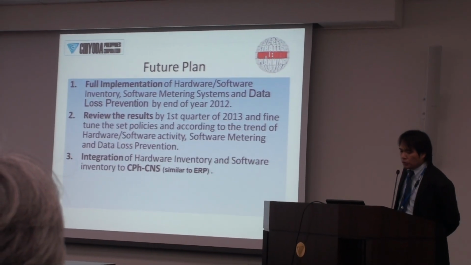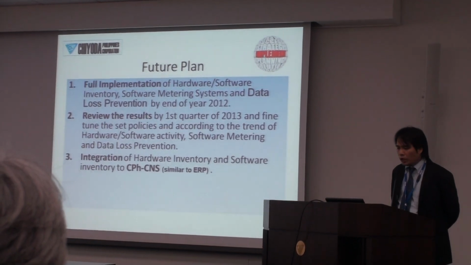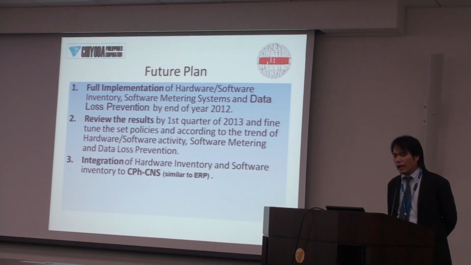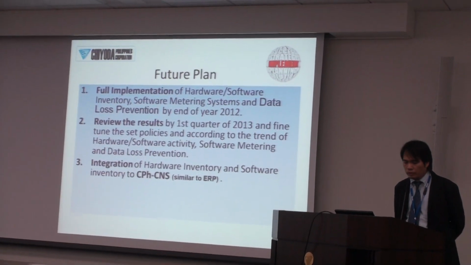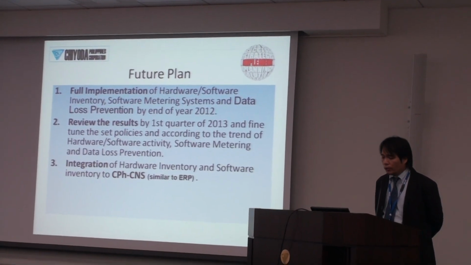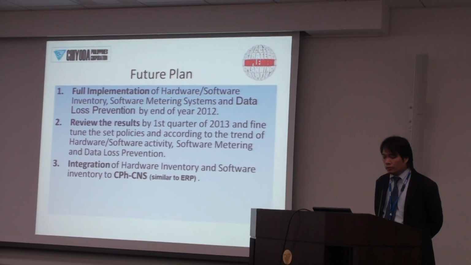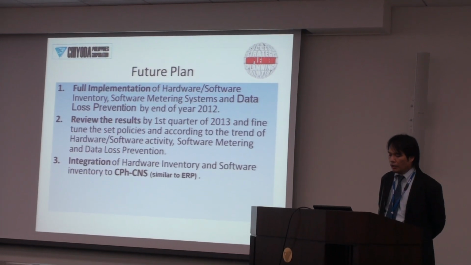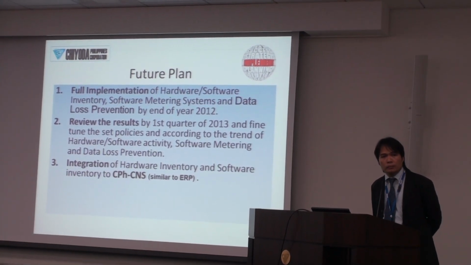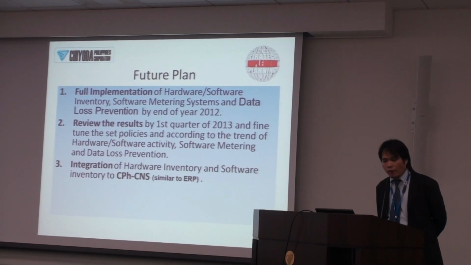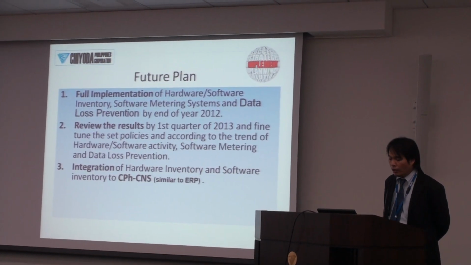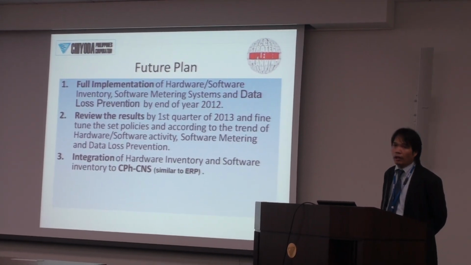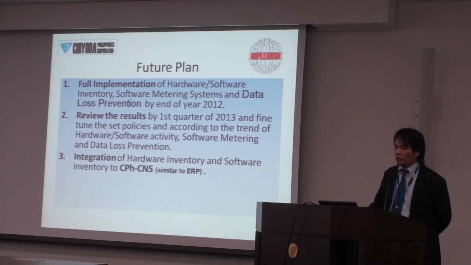Now, for the future plan of CPH: full implementation of hardware and software inventory and software metering at the end of 2012. Review the results of the first quarter of 2013 and fine-tune the set policies according to the trend of hardware and software activities, software metering, and data loss prevention. Integration of hardware inventory and software inventory to CPH-CNS. This is similar to ERP of Chiyoda. So this is our future plan.